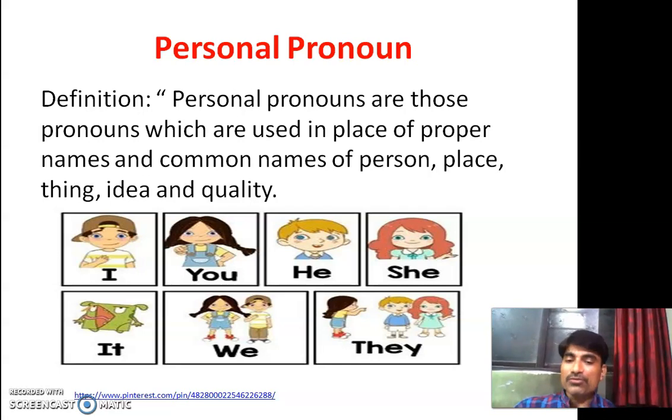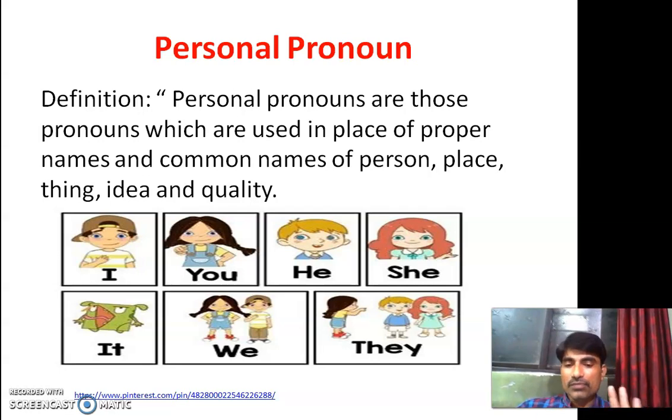These personal pronouns, you have 3 persons. Number 1 is first person. Now who is the first person? First person is the speaker.